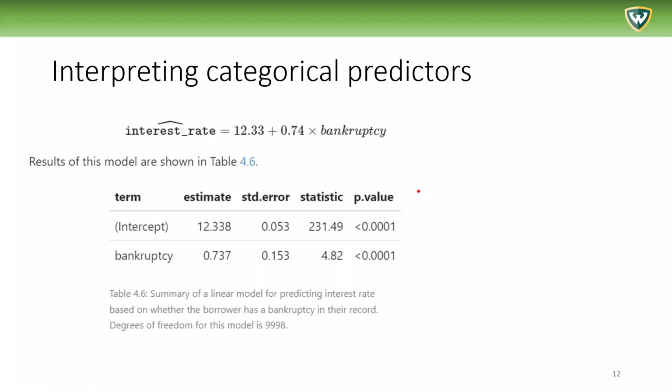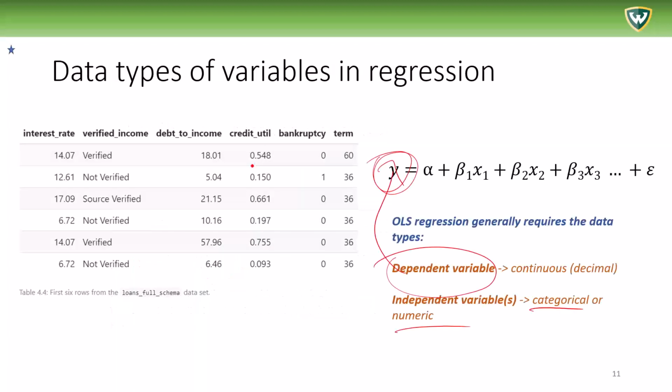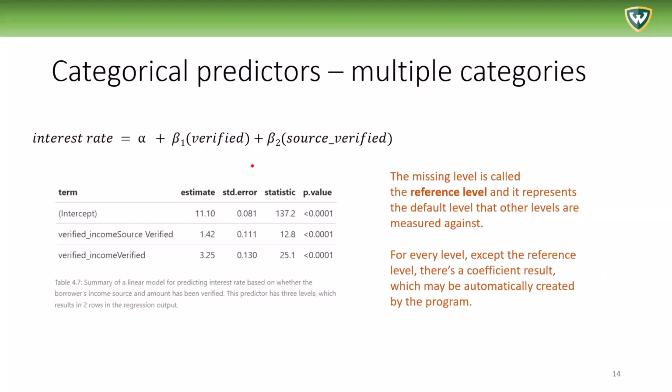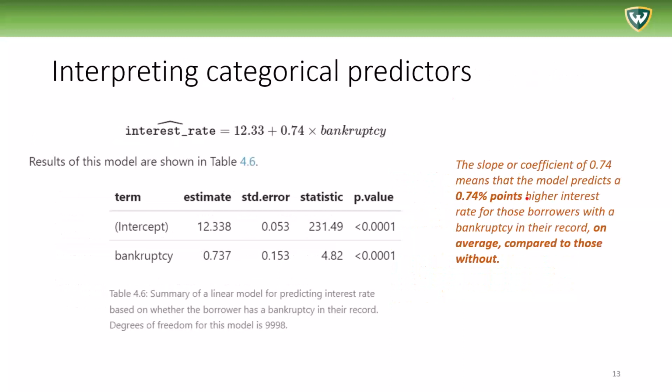Interpreting categorical predictors. This is just a reminder on how we interpret categorical predictors. Remember, it's always compared to the value that is not there. So bankruptcy is 1 and 0. Here it means that when you do have bankruptcy, this is the value on average, controlling for all the other factors. When you do have it, compared to the non-bankrupt people, the people who have bankruptcy have a 0.74 percentage point higher interest rate. Just remember, we're always talking on average, compared to the other one, the reference level.